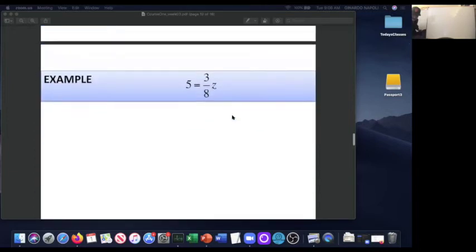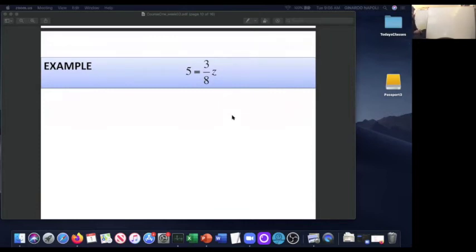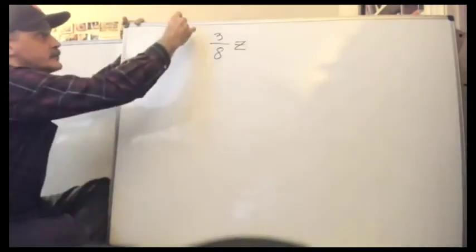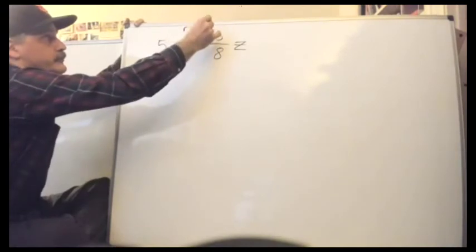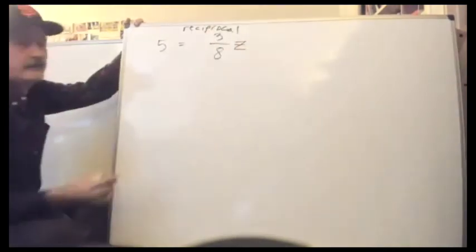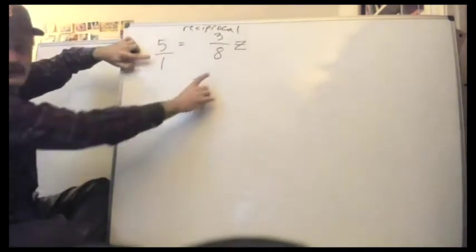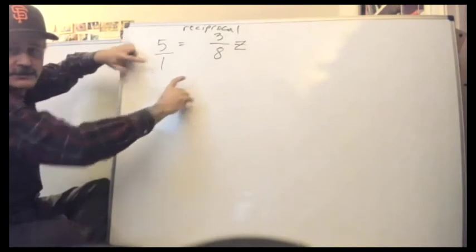All right, now we've got a more advanced problem. Why is it more advanced? Because we have a fraction. What we want to do here is use what's called a reciprocal. So I'm going to go ahead and put a 1 under the 5. That way we have both sides with fractions.